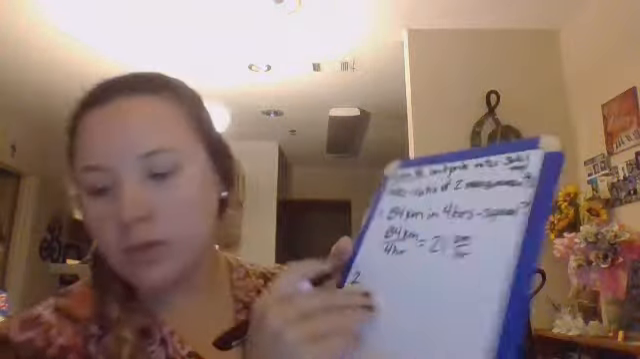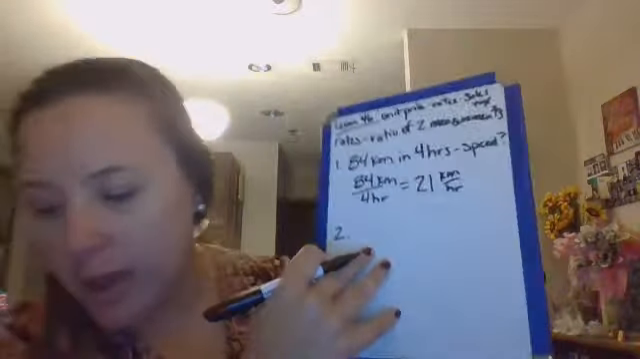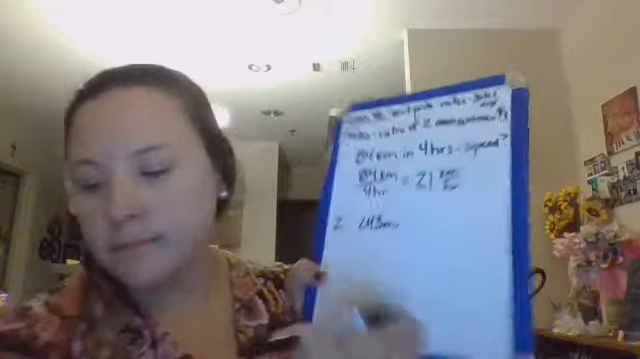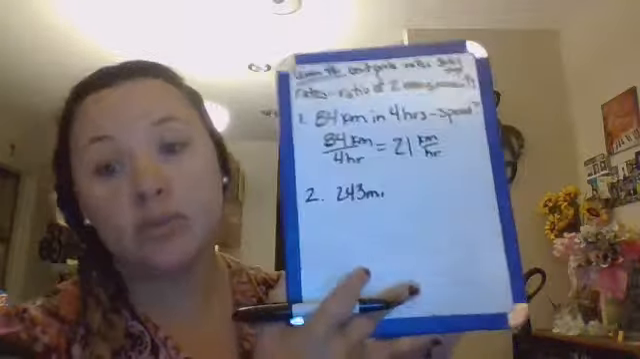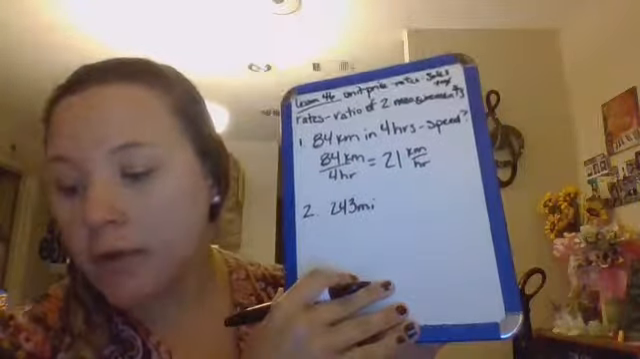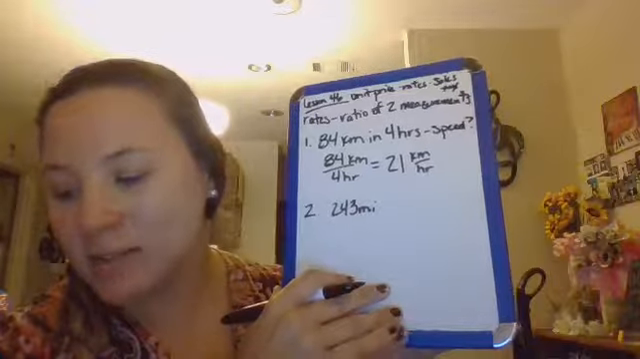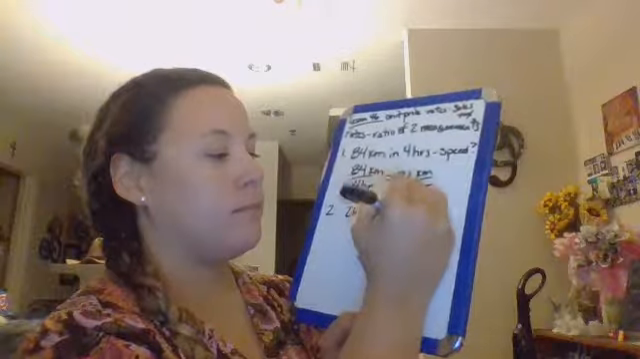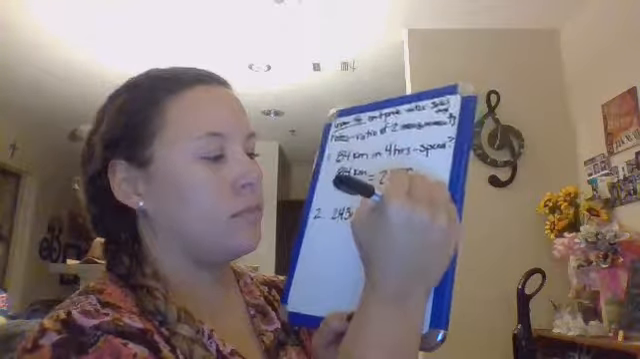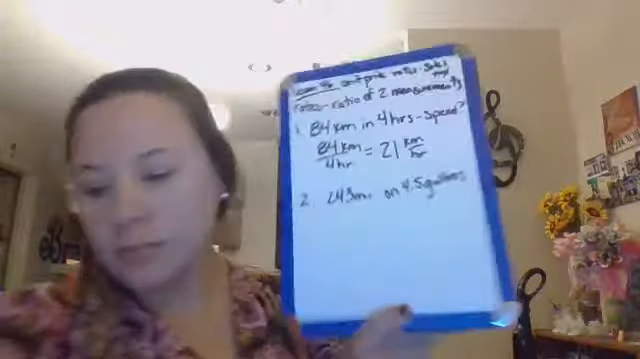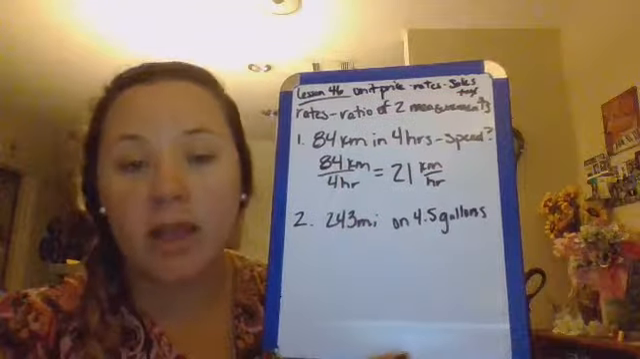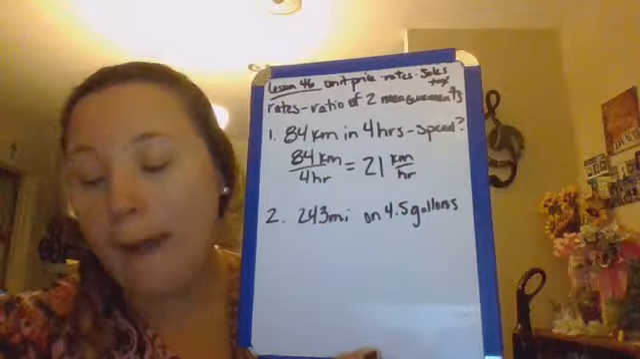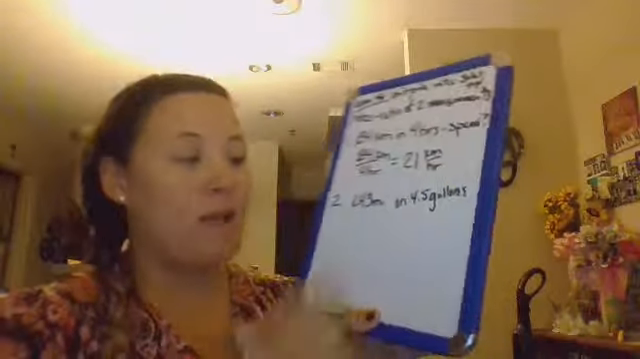Okay. And our second one, we have 243 miles. Somebody went 243 miles on 4.5 gallons of gas. So they went 243 miles on 4.5 gallons of gas. We need to know how many miles they averaged per gallon.